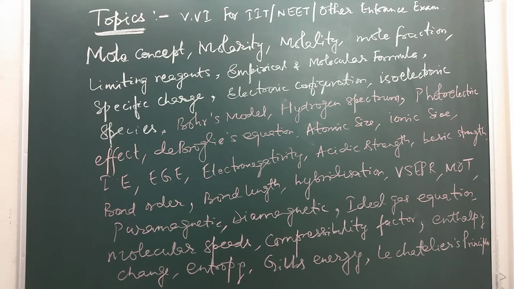Atomic size. You have to remember that from top to bottom atomic size increases, from left to right atomic size decreases. Now you have to keep some exceptions like group 13. Aluminum has a larger size as compared to gallium. So keep this in mind. Ionic size you have to remember.